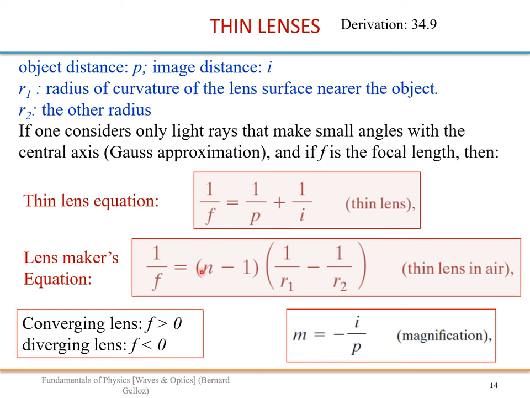Here n is the index of your lens. R1 is the radius of the first refracting surface, and R2 is the radius of the other refracting surface. So this equation gives you, as a function of the properties of your lens, the focal length.